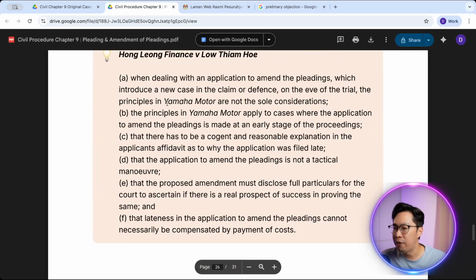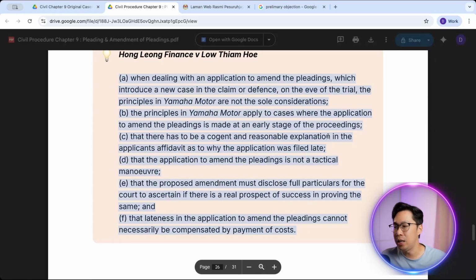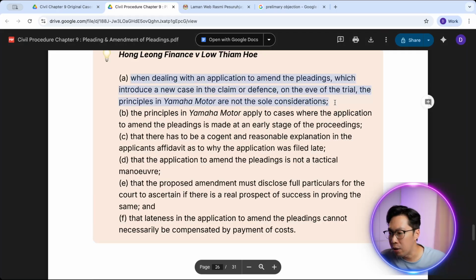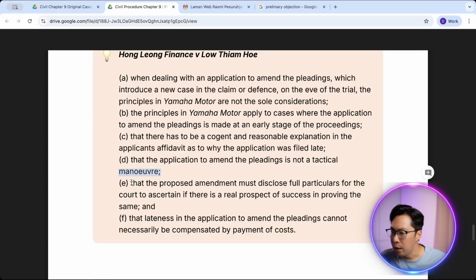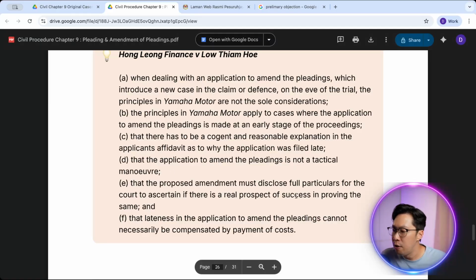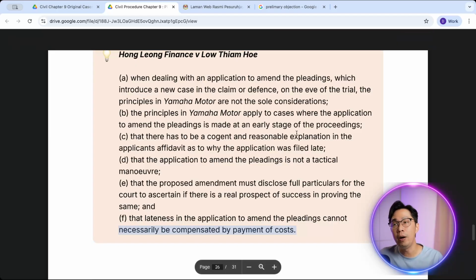This Hong Leong Finance factor, memorize it. It's late, the eve of the trial. So that's why I say Yamaha principles are not the sole considerations. Principles in Yamaha only apply at the early stage. There has to be a cogent and reasonable explanation as to why it was filed late. The application to amend is not a tactical maneuver. Okay? The proposed amendments must disclose full particulars for the court to ascertain if there is a real prospect of success, and the lateness in the application cannot necessarily be compensated by payment of costs. Alright? Hong Leong is late on.